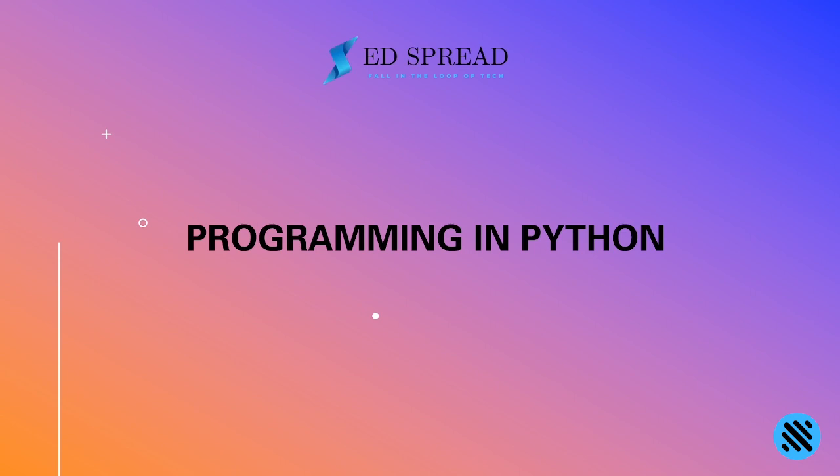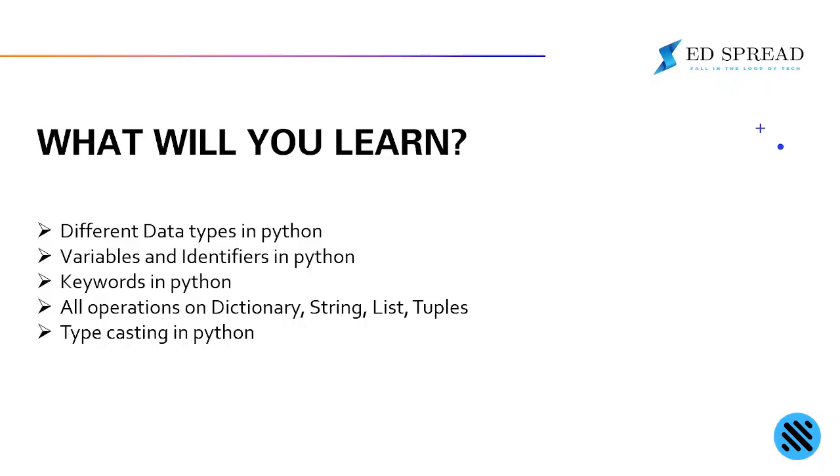So, we have seen OOPS concepts and many other things in the previous classes. So, in this class, let us see what are the different types of data types in Python, and along with all these concepts, that is variables and identifiers, keywords, and operations on different data types. And we will also be seeing typecasting in Python.